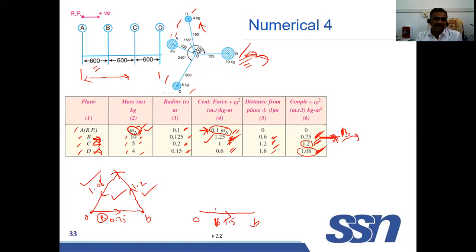Now we know the direction of D. We know that this is D, this is C. What is the direction? It is in this direction. So what is the value of D? It is 0.6. So in this direction, you draw one by one. You can draw in other direction also, no problem.